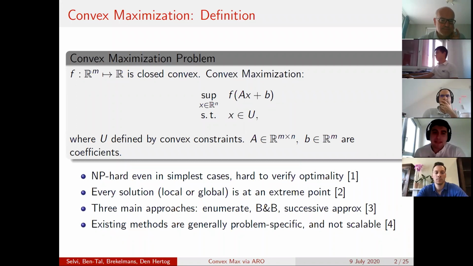But there's a common issue with these methods, namely they are problem specific. Soon we will discuss that there are many real life problems that are equivalent to the convex maximization problem. And these fields come up with very specific solutions to these specific problems, but these cannot be generalized. And also another issue is that the existing methods are not scalable for large size problems.